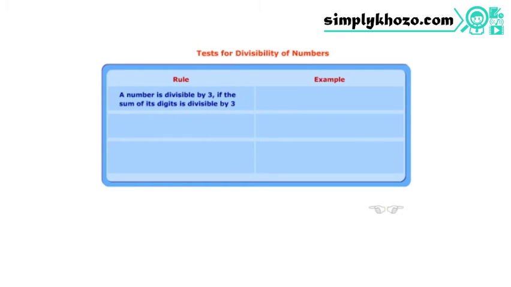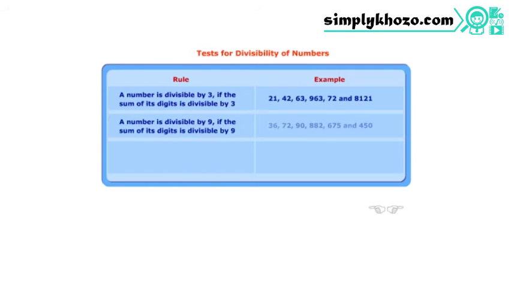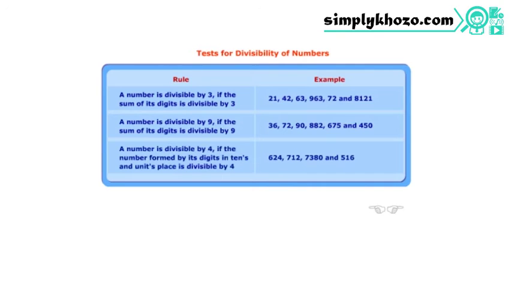A number is divisible by 3 if the sum of its digits is divisible by 3. A number is divisible by 9 if the sum of its digits is divisible by 9. A number is divisible by 4 if the number formed by its digits in tens and units place is divisible by 4.